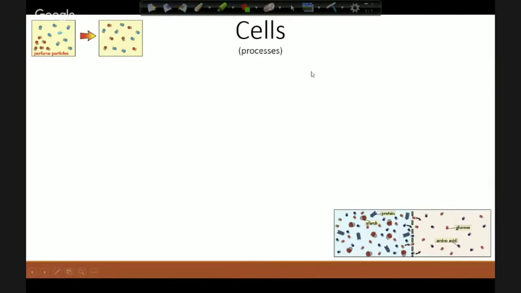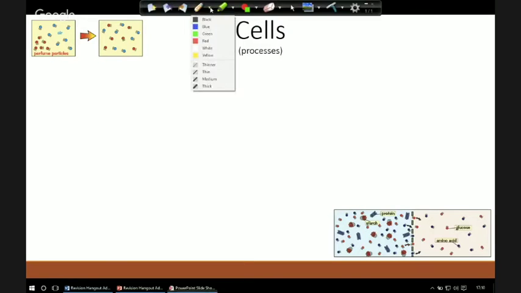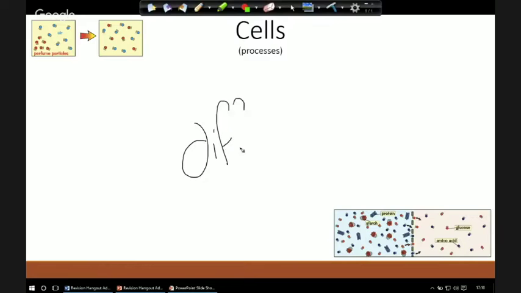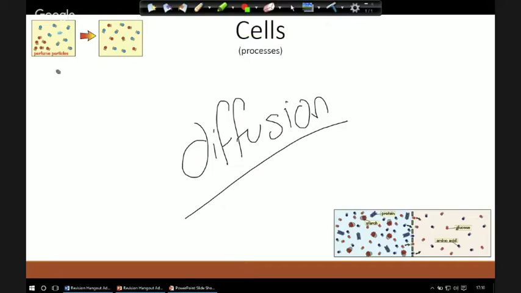Now finally, with the introduction part of cells, you'll also need to know the different processes that take place. Specifically, for the additional science, you'll need to know the word diffusion. Diffusion is very simple, actually. It's the net movement, meaning on average, most of these particles move a particular way. So the net movement of particles from a high to a low concentration.